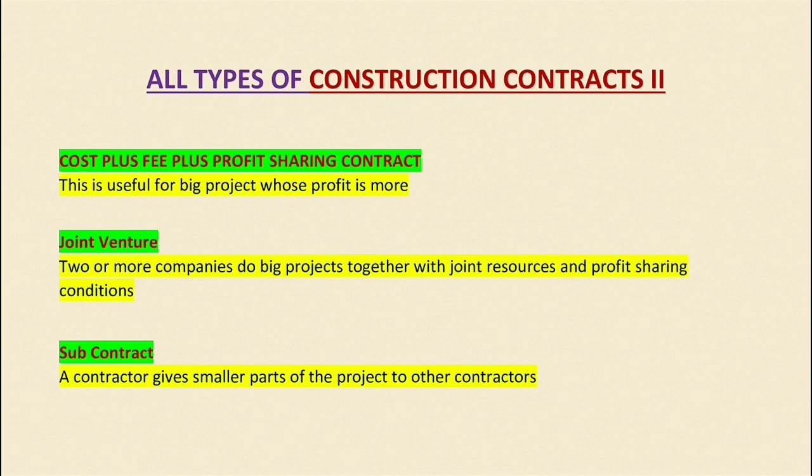So these are all types of construction contracts. The first type was item rate contract, then lump sum contract, and then item rate plus lump sum contract. The fourth type was cost plus percentage of cost contract, the fifth was cost plus bonus contract, the sixth was cost plus profit sharing contract, the seventh is joint venture, and the eighth is subcontract. These are all types of construction contracts.